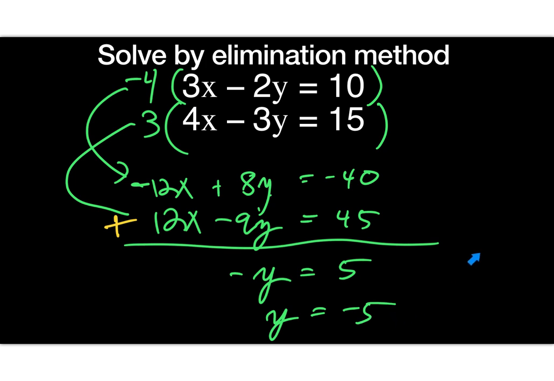Procedurally, take this number, put it back into one of these two equations, whichever you choose, to find the x value. And then when you do, you will list your answer as something, comma, -5. We've done that a few times. I'm not going to show that again.